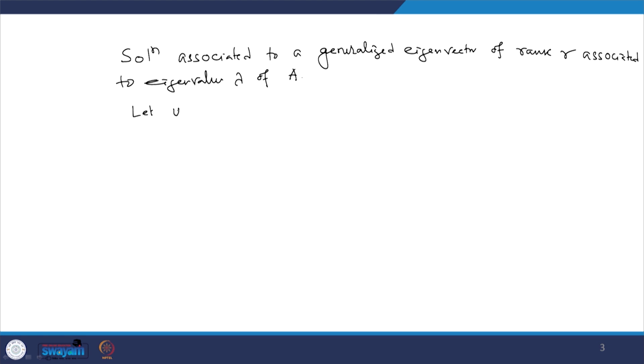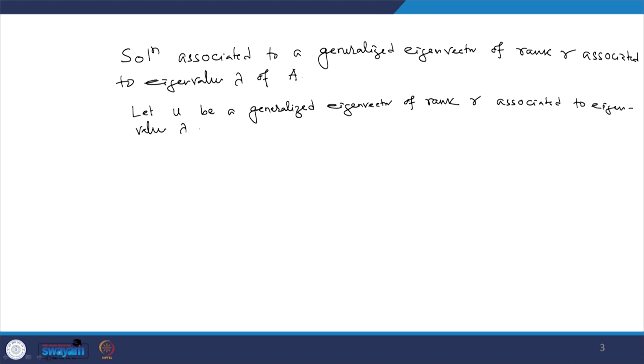So, let U be a generalized eigenvector of rank R associated to eigenvalue lambda of A. So, it gives R linearly independent generalized eigenvectors, basically V1, V2 up to Vr. Vr I am denoting as U, please.